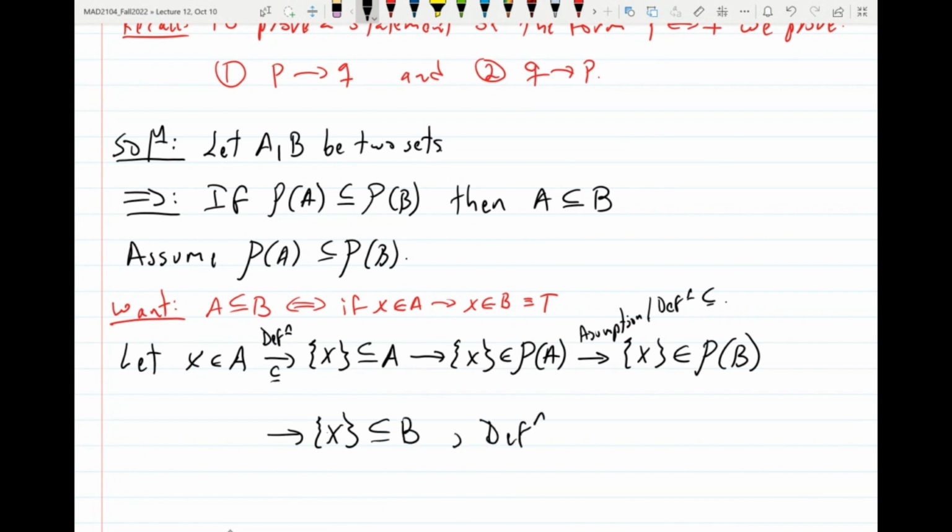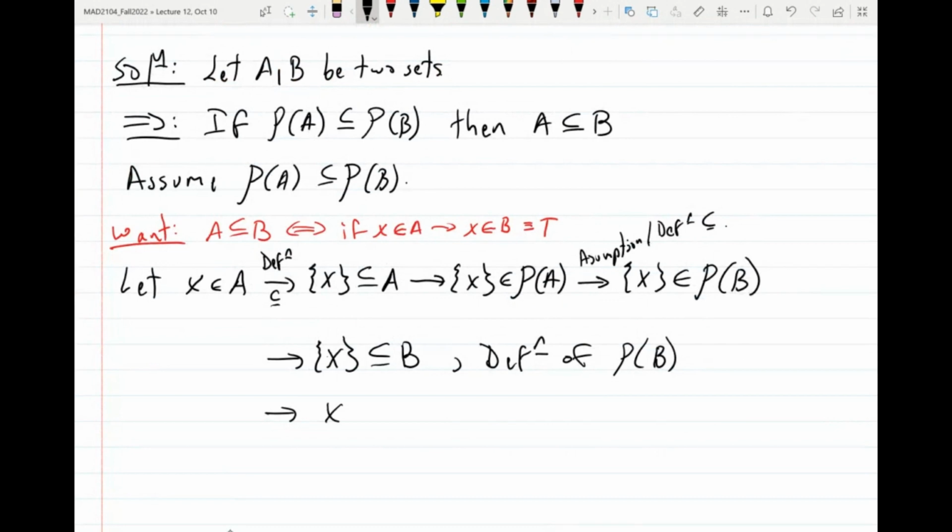Here we use the definition of power set, meaning that its elements are the subsets of B. So because this is an element, that means this guy is a subset. But now, if this is a subset of B, what does that mean about X itself? It has to be an element of B because it's a subset. Every element here is an element here, right? Then from here, we get that X is an element of B.